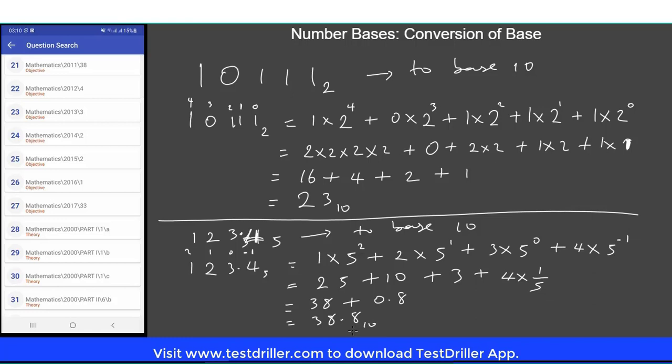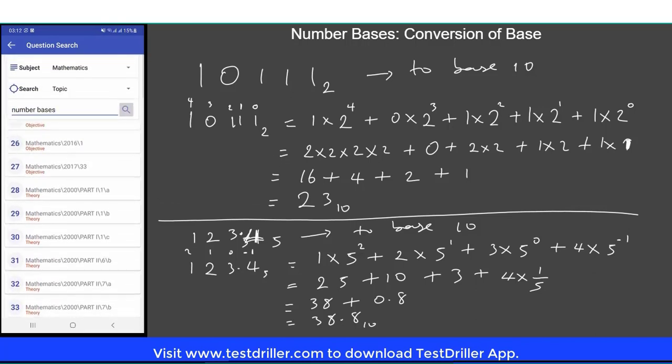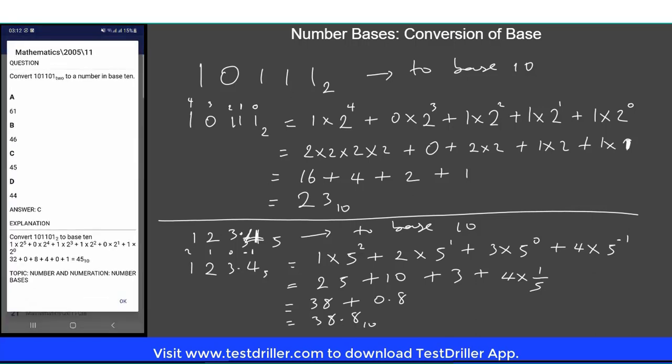So let's take an example from a past question. Let's take a look at an example from a WAEC question. Let's solve a question from WAEC 2005. So we're going to look at question number 11 of WAEC 2005. So let's search for it. So 2005 question 11. So that's this. So in this question, we're asked to convert 101101 in base 2 to a number in base 10. So how do we solve this? So let's take a look at the solution.